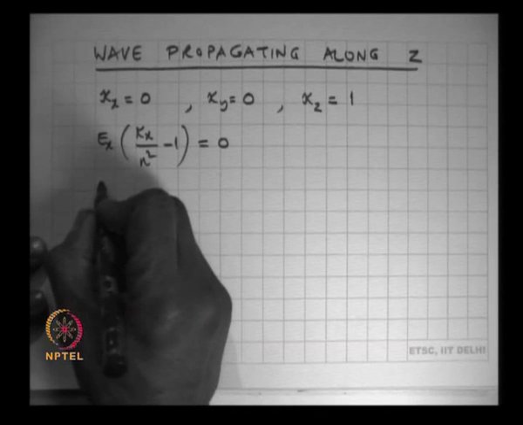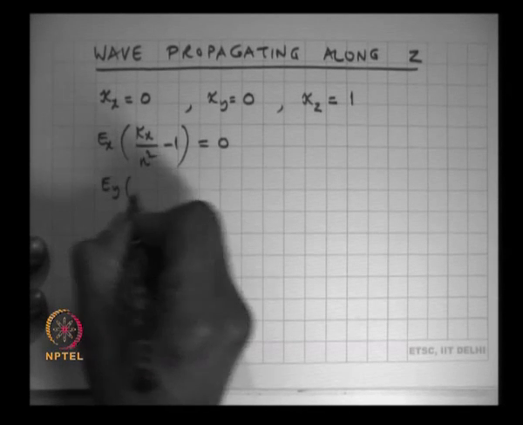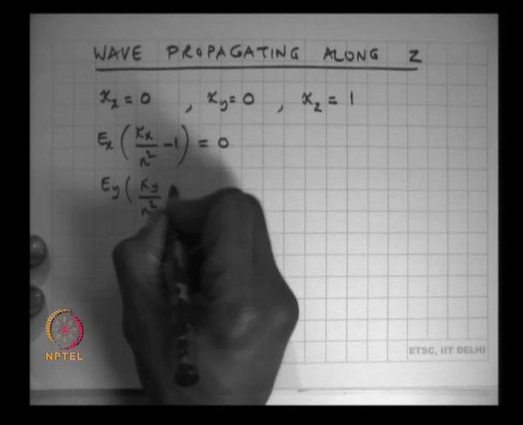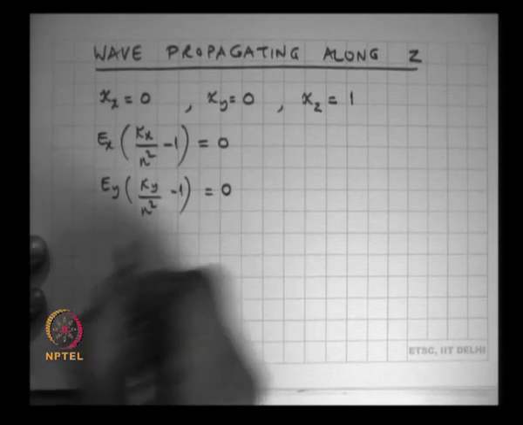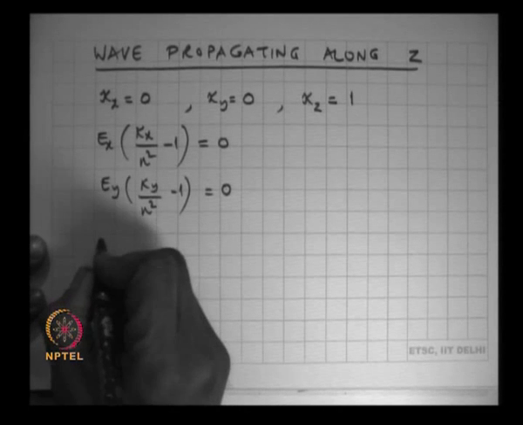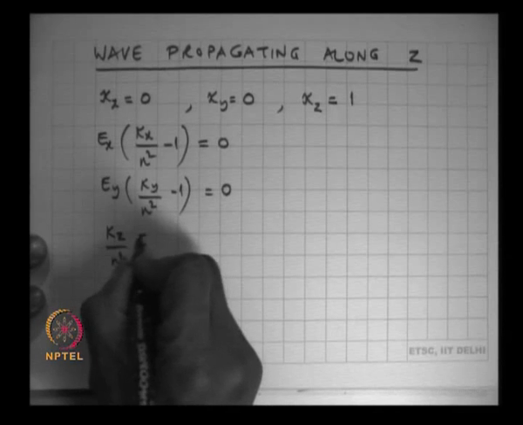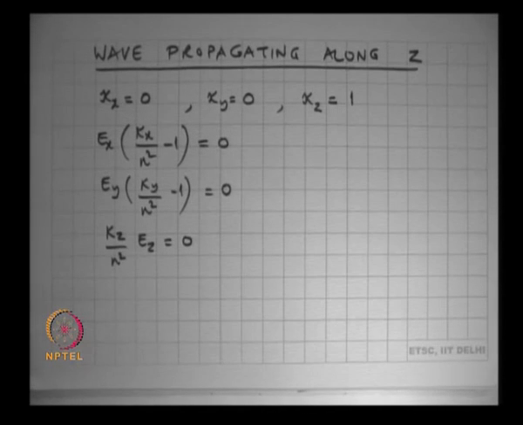The second equation will give me Ey into ky by n square minus 1 is equal to 0, and the third equation will give me kz by n square into Ez will be 0. I substitute these values of kappa x, kappa y, kappa z in the three equations, and the three equations simply reduce to these three simple equations.